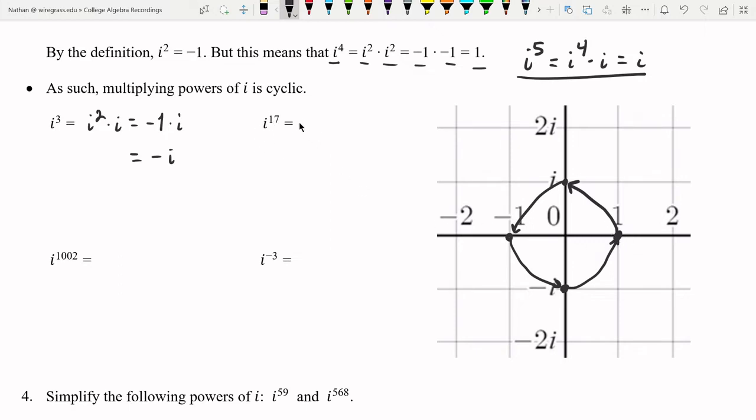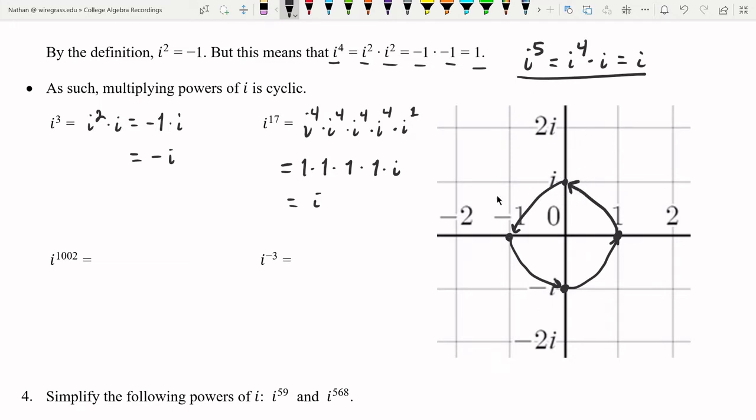For i to the 17, I can rewrite this as i to the fourth times i to the fourth times i to the fourth times i to the fourth times i. Powers of exponents, if you multiply like bases, you add the exponents. 4 plus 4 is 8, plus 4 is 12, plus 4 is 16, plus 1 is 17. So this is the same thing. Each of these i to the fourth is, however, just 1. So we get 1 times 1 times 1 times 1 times i, which is just i. So i to the 17 is just this point here, which is i.